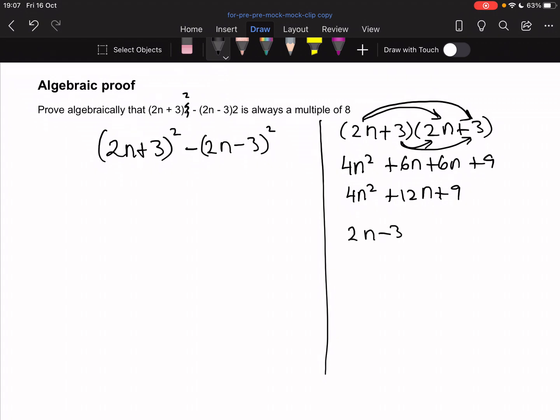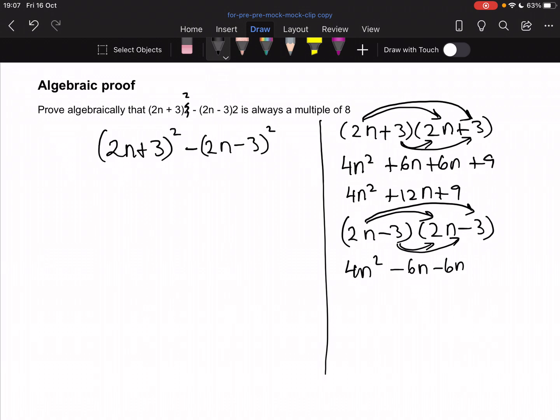Bracket 2, I'm going to do it here as well. So (2n - 3) squared, so another (2n - 3). Same story, so 4n squared. In this one, I have to be careful with the signs. 2n times minus 3 is minus 6n. Minus 3 times 2n is minus 6n. Minus 3 times minus 3 is positive 9. Collect like terms: 4n squared minus 12n plus 9.